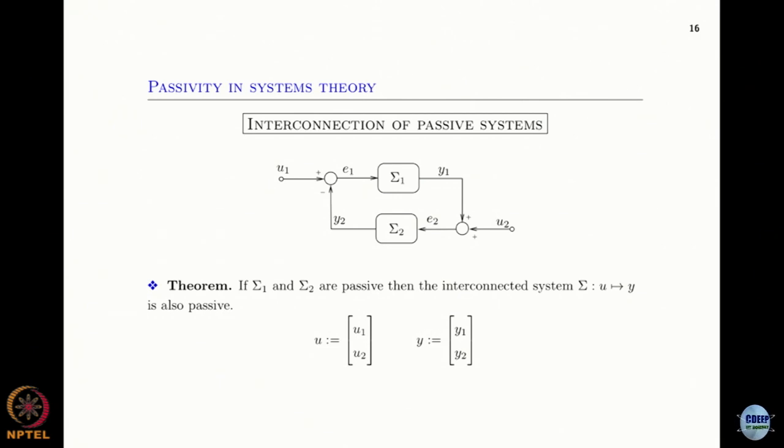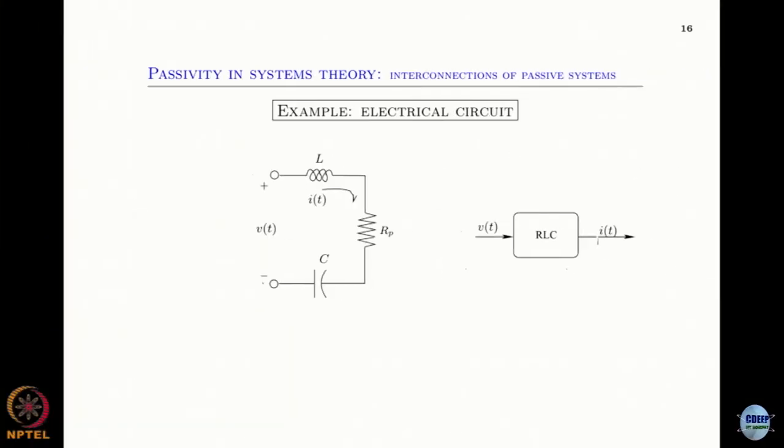So if the systems sigma 1 and sigma 2 are passive, the interconnected system is passive, meaning the map from u to y is passive. We write that using this funny arrow like this. That's in LaTeX, \mapsto. We are seeing the system as a map, right? As an operator that maps, transforms inputs into outputs. Okay, so that's why we write it like that.